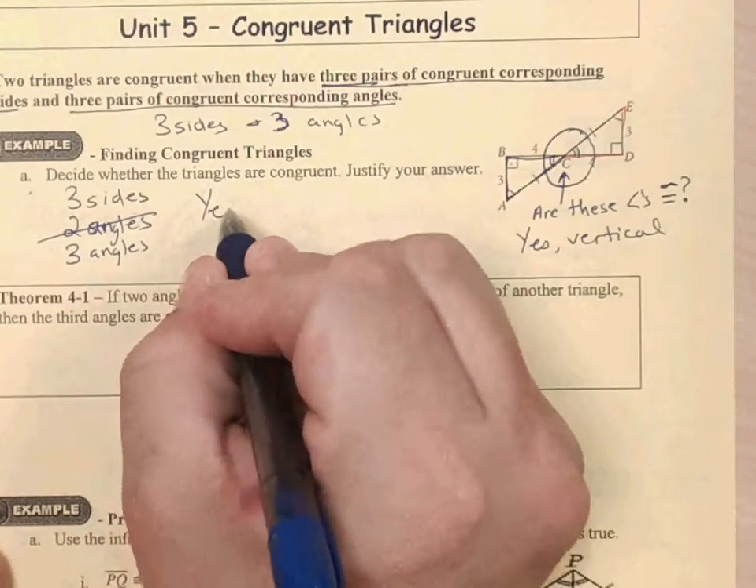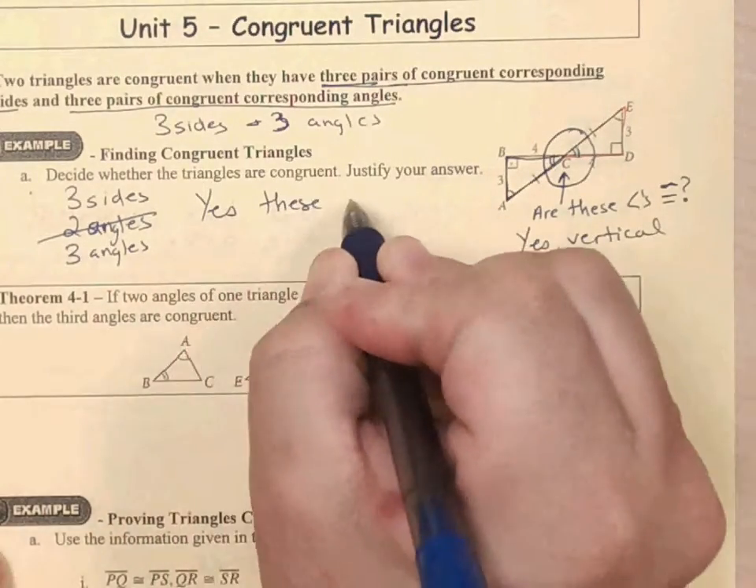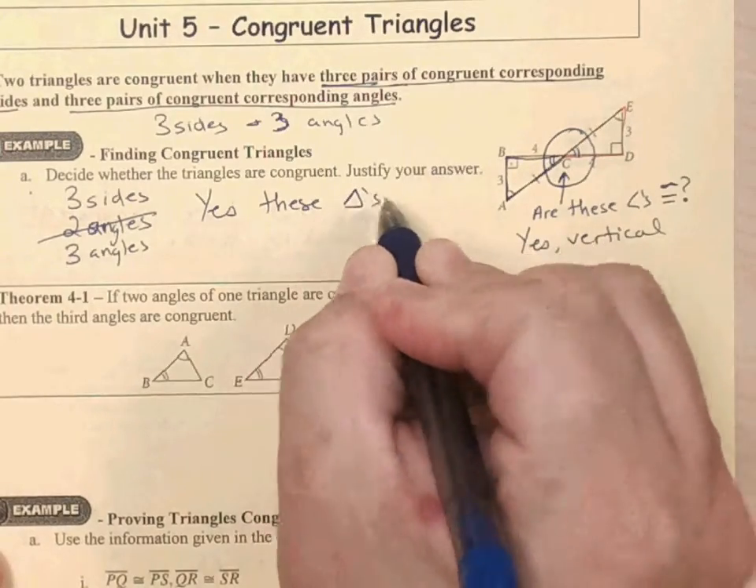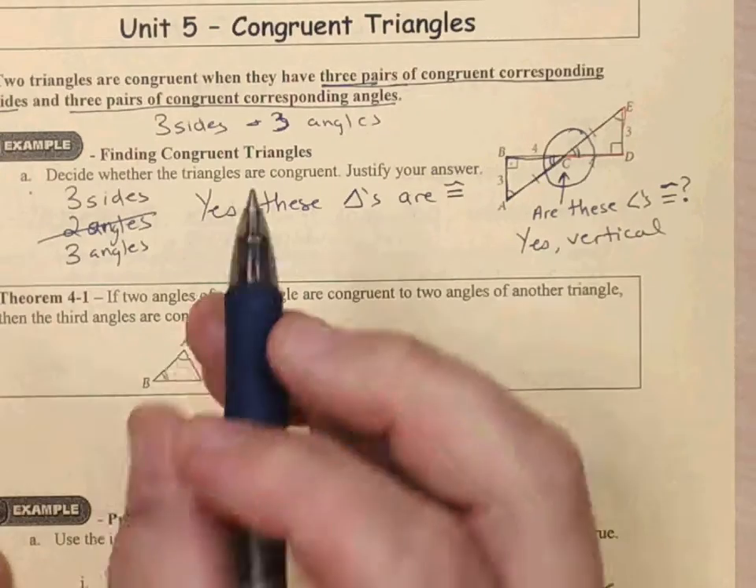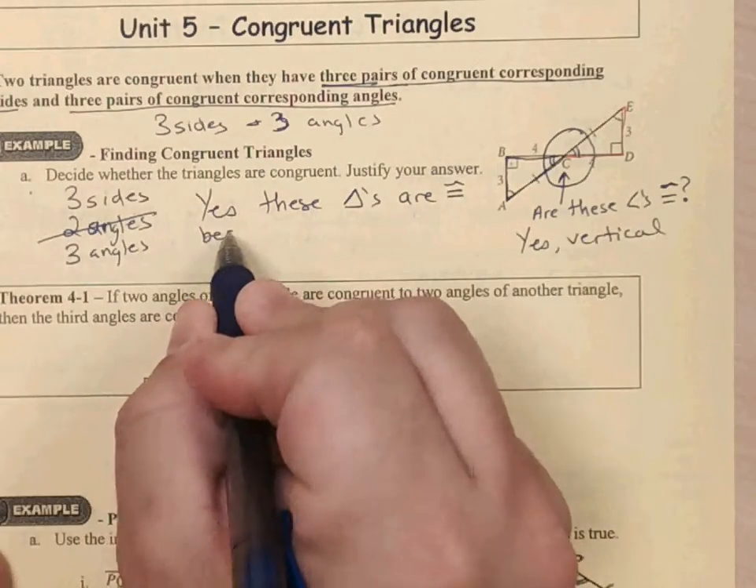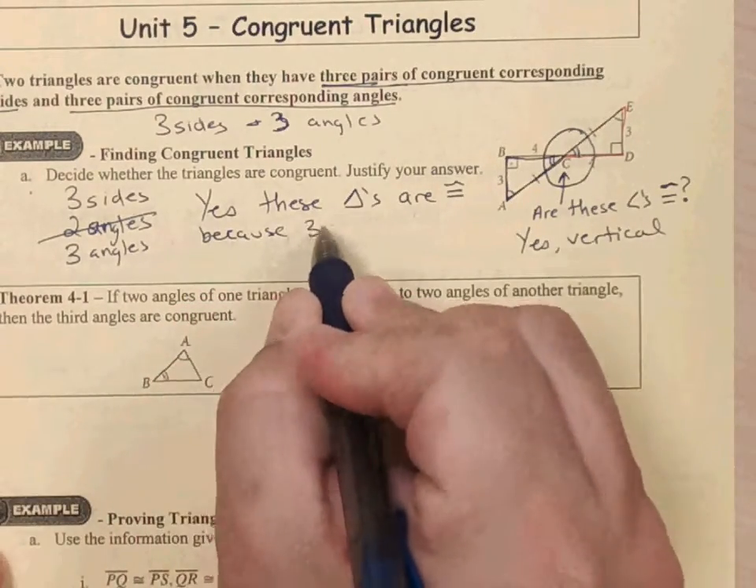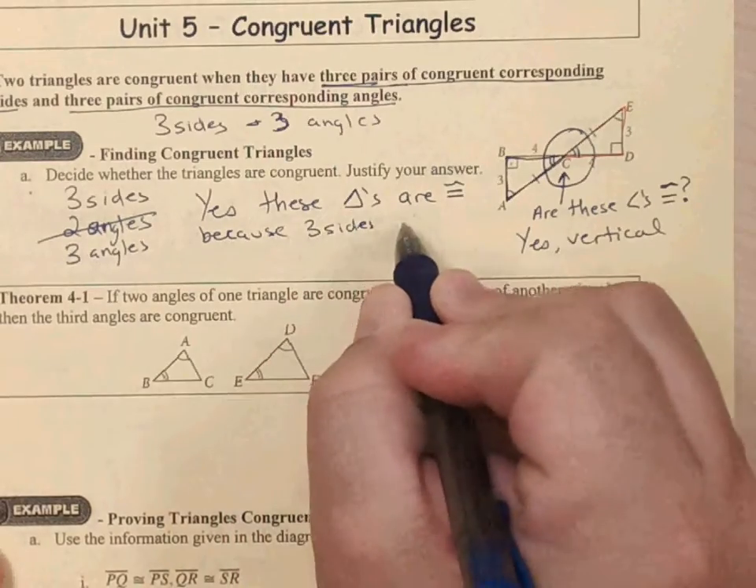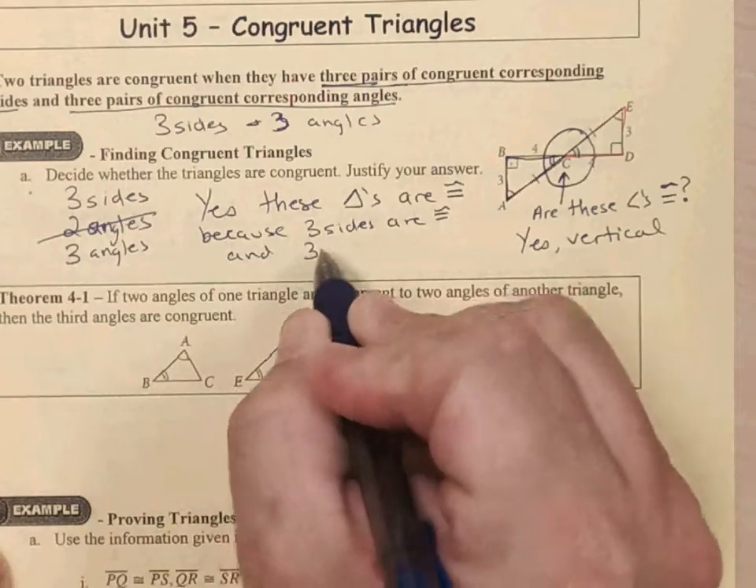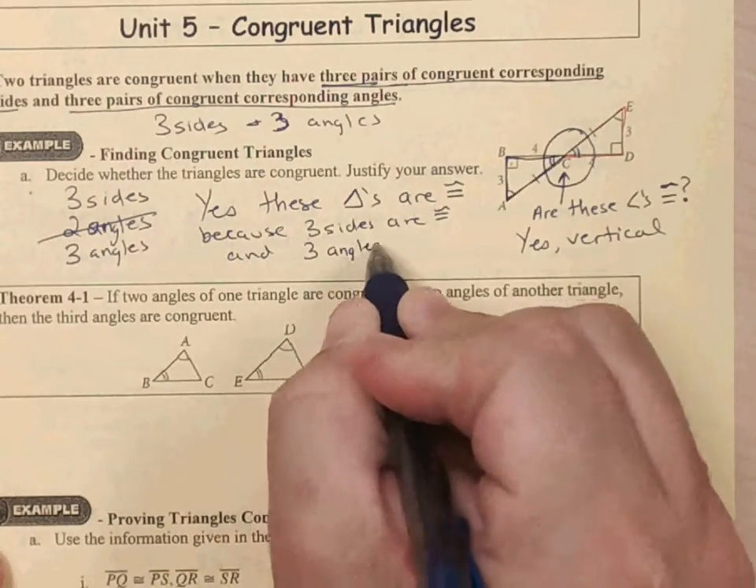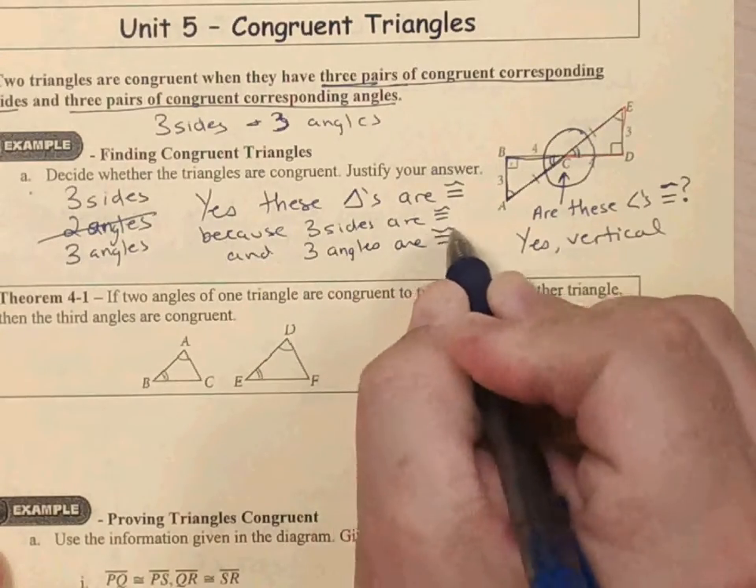So therefore, yes, these triangles are congruent because 3 sides are congruent and 3 angles are congruent.